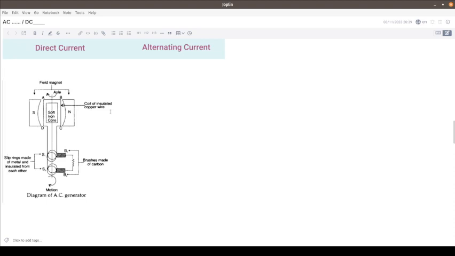A loop of wire inside of the magnetic field. Why is it a magnetic field? Because you can see here this S and N is the magnet, south and north pole, right? So a loop of wire inside a magnetic field induces a current along the wire, right? The rotation of the wire can come from any number of means.